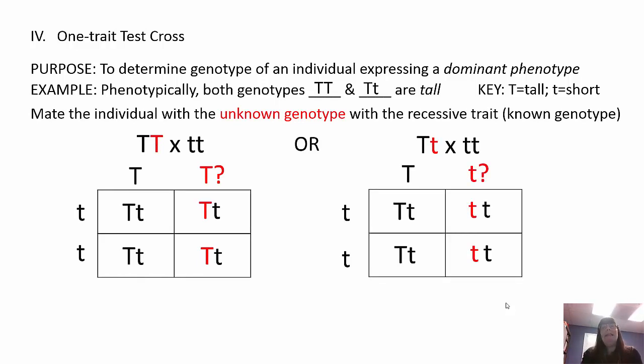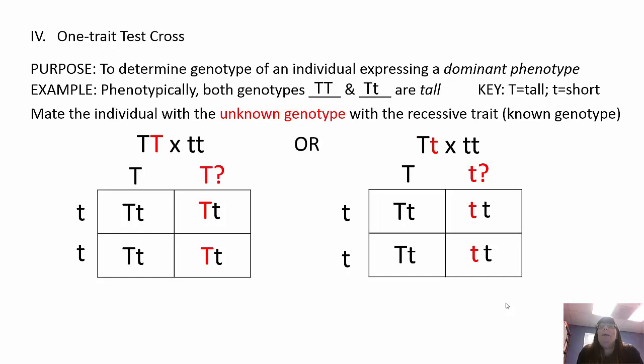So, how do we find out the genotype of a dominant phenotype? Think about this. Dominant phenotypes, so we'll say tall, can be big T, big T, or big T, little t. We look at them and we see tall, but we do not know the genotype. However, short is little t, and we know that. So if we see a short plant, we know that it's little t.